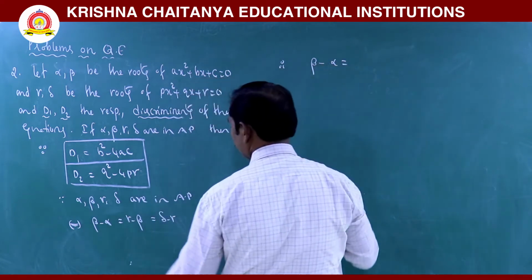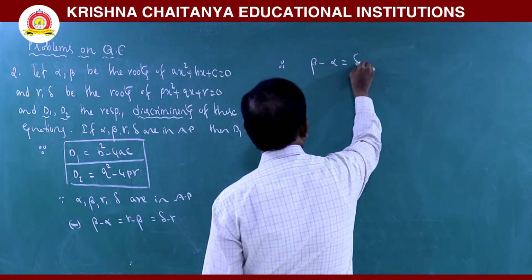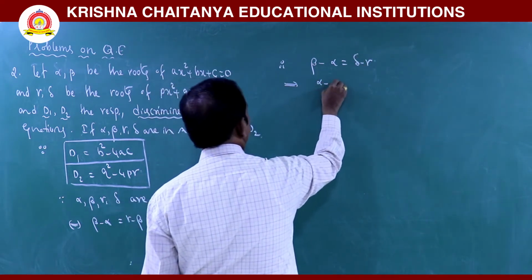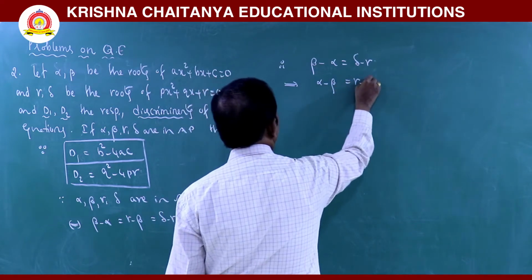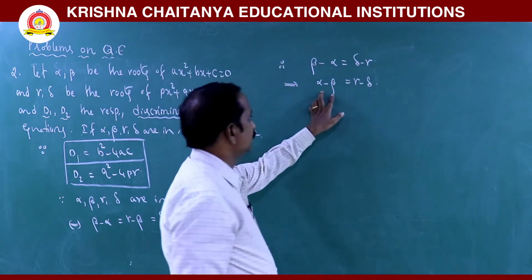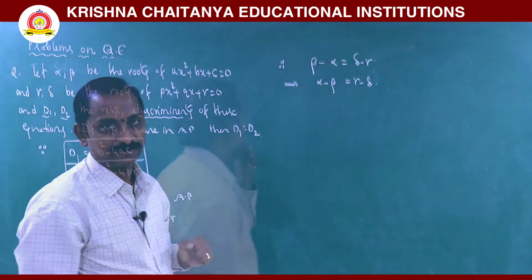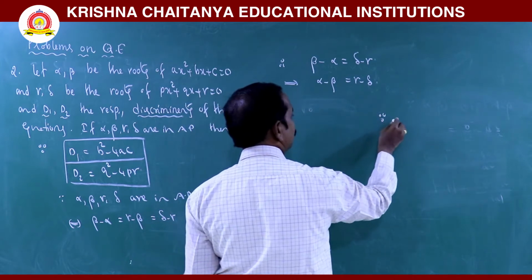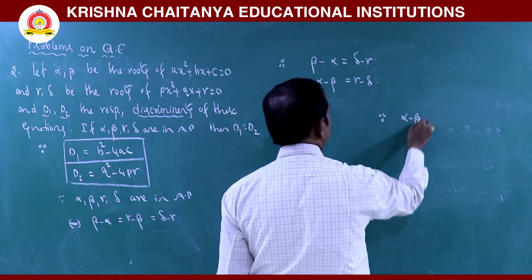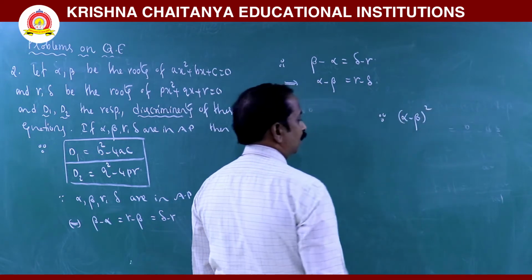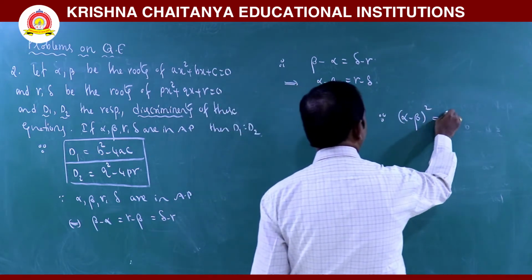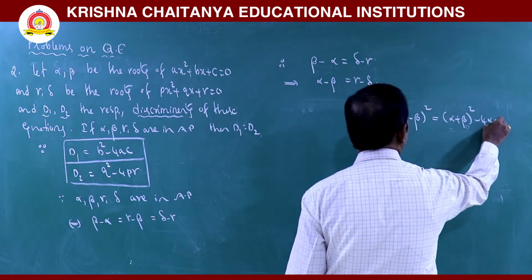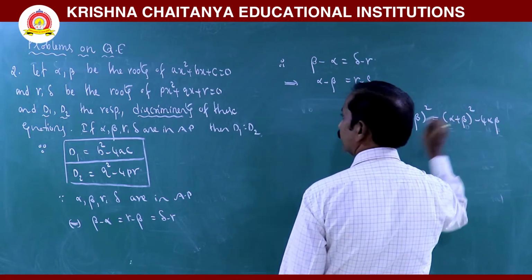Beta minus alpha is equal to delta minus gamma. So I can write alpha minus beta is equal to gamma minus delta. So indirectly it is in the form of the difference of the roots. What is alpha minus beta? Let us consider alpha minus beta whole square. I can write it as alpha plus beta whole square minus 4 alpha beta. But what is alpha plus beta?